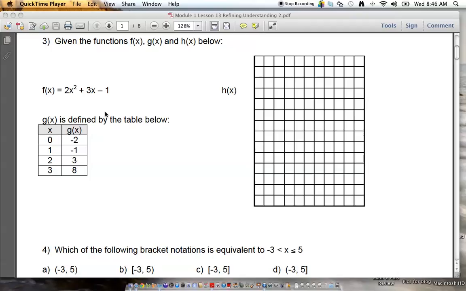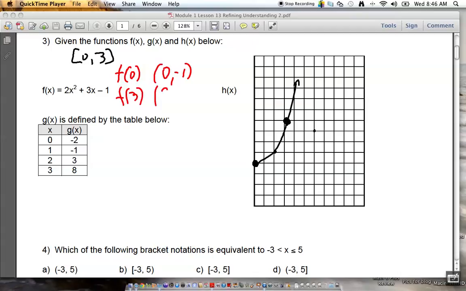Okay. Now, let's get rocking. So we want to find the average rate of change over these intervals below. First off, let's find f of 0. 0 is my favorite. 0, 0, negative 1. So that gives me an input of 0 and output of negative 1. F of 3, input of 3, output of, squared first, 9, times 2 is 18. 3 times 3 is 9, that's 27, minus 1 is 26.